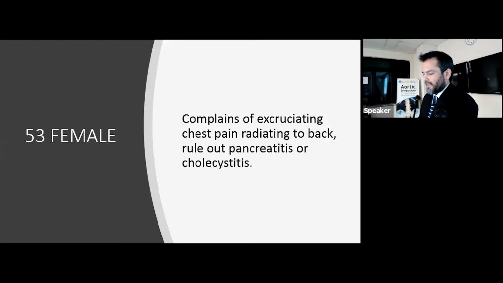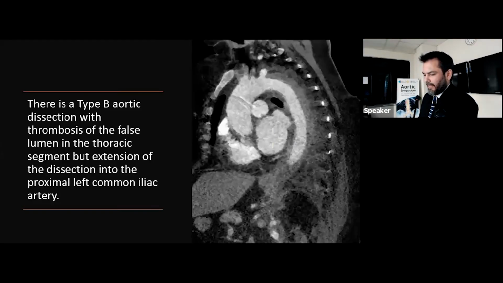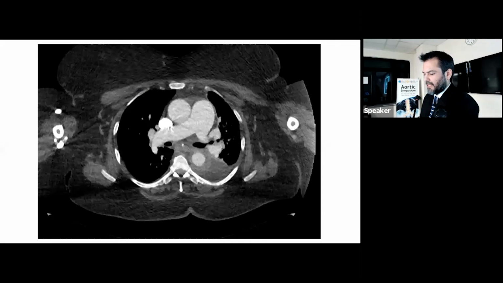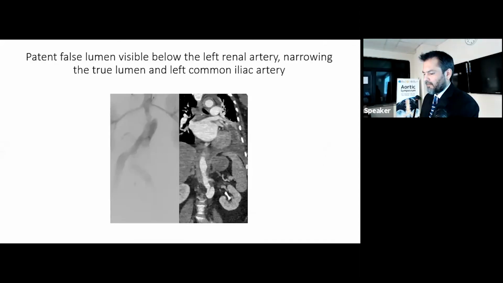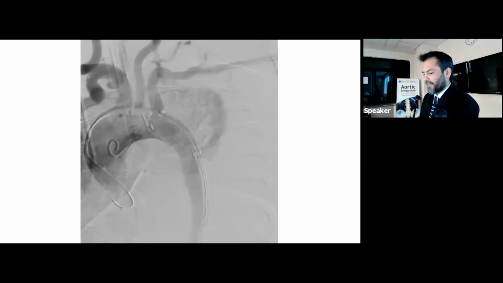So this is another lady, with excruciating chest pain radiating to the back, rule out pancreatitis or cholecystitis. And what we can see is that's the cause of her back pain. So she's got a type B aortic dissection with thrombosis of the false lumen. And it's quite an extensive dissection. You can see as we follow it down. If you just look below the renal artery on both sides, the images are not in the same plane, but you can see the renal artery coming in. And that's where you can see the false lumen, which is not thrombosed.